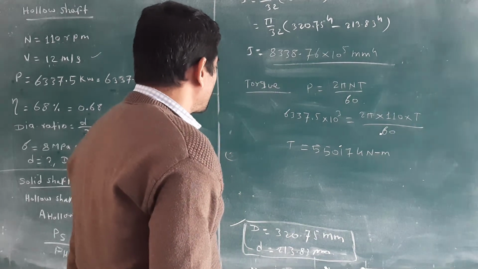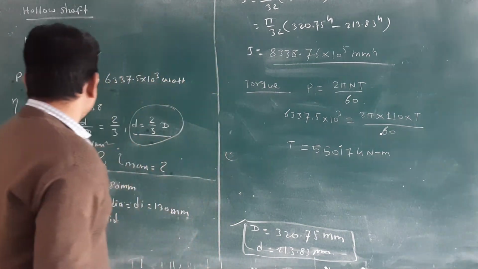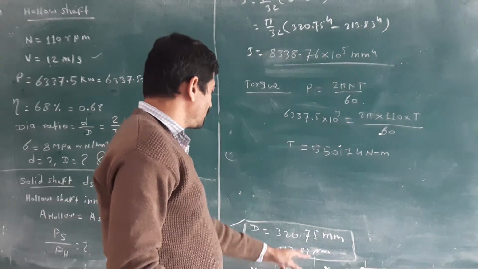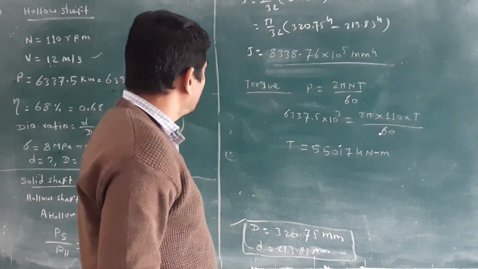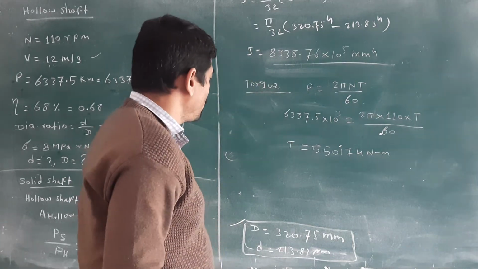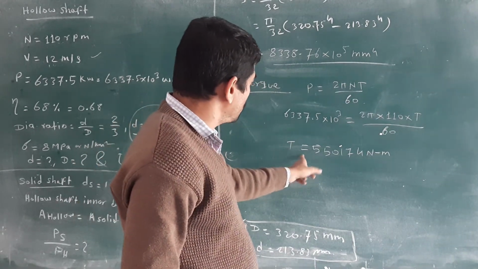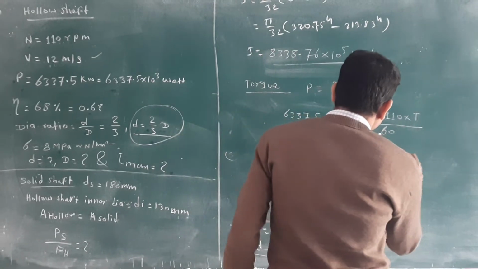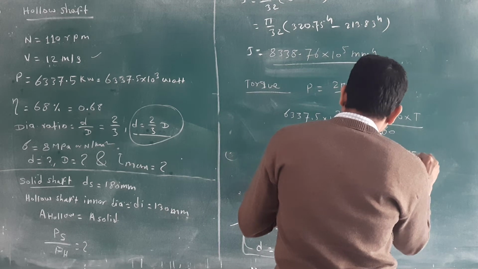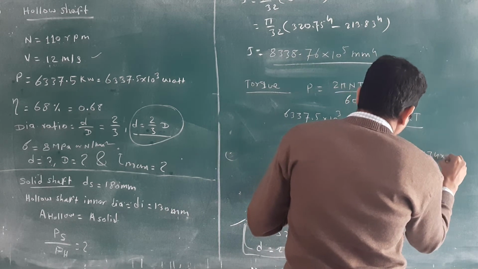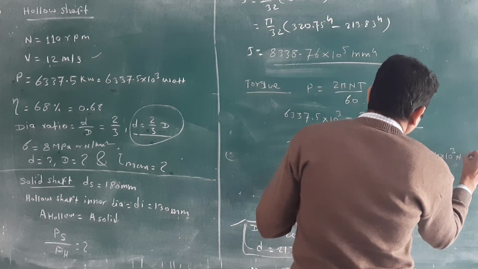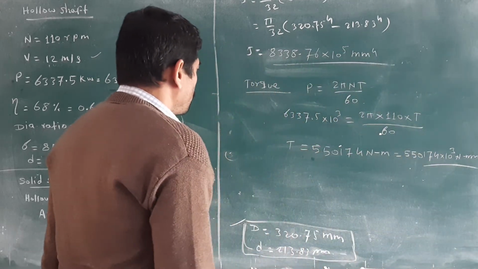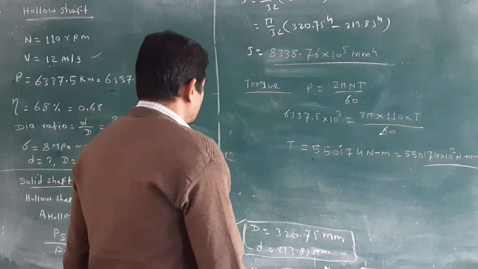Guys, tell me how to convert into Newton mm. When you calculate the tau value, you will get it in Newton per mm square, because D and J we have found in mm. That's why we want to convert the torque also into Newton mm. How to convert this? Multiply by 10 raised to 3, Newton mm. This value you will get.